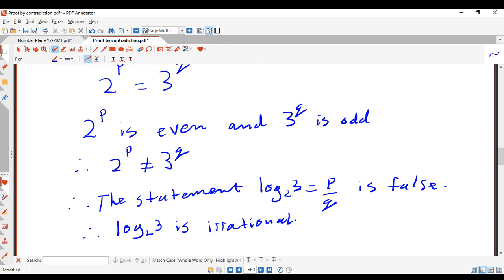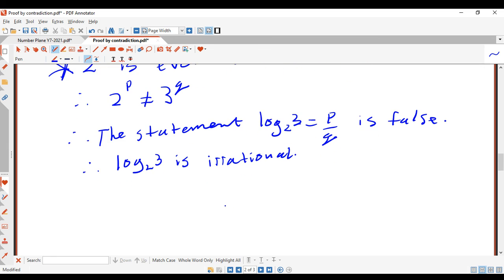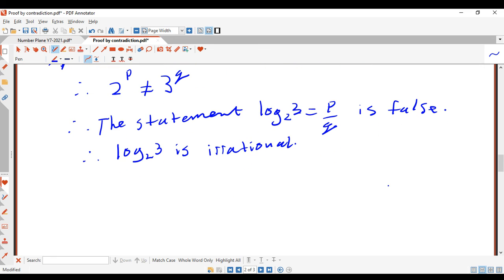Okay, so you've got to arrive at a contradiction. So here we found the contradiction. 2 to the P is even and 3 to the Q is odd. You can't have an odd equal to an even. So the statement log of 3 base 2 equals P over Q is false. Therefore, log of 3 is irrational.